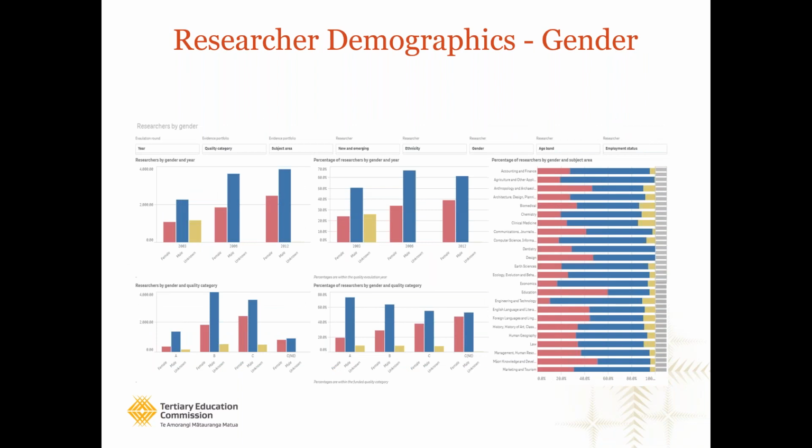Exactly like the other sheets, this shows the total number and percentage of researchers, this time by gender, by year, and by funded quality category. So again, looking at the right-hand side, you have on the y-axis all of the subject areas, and then on the x-axis you have the percentage by subject area.